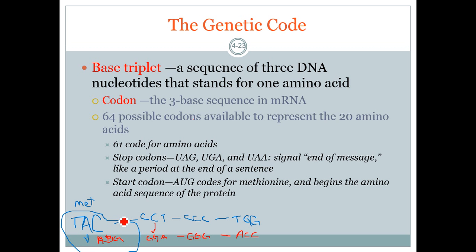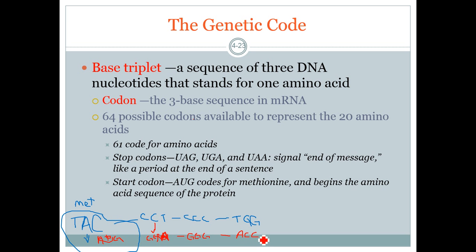So with our TAC from our DNA, we are going to have AUG. Our CCT, we will have GGU. There should have been a U, I'm sorry. Oh, that's right, I'm sorry. GGA. Then our CCC from our DNA is GGG. And then from our TGG will give us ACC. So this will be our codon of our mRNA.